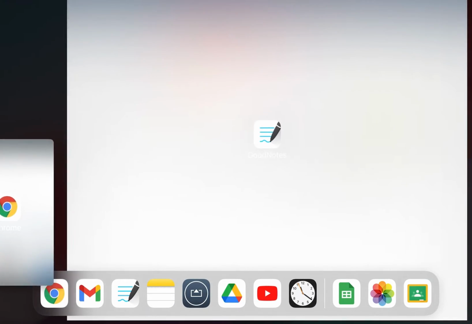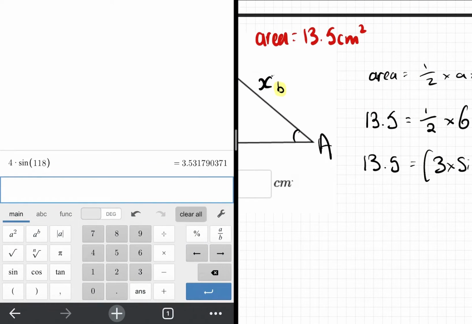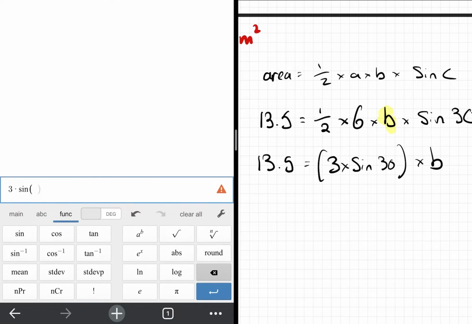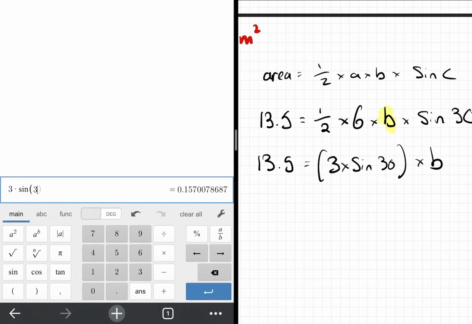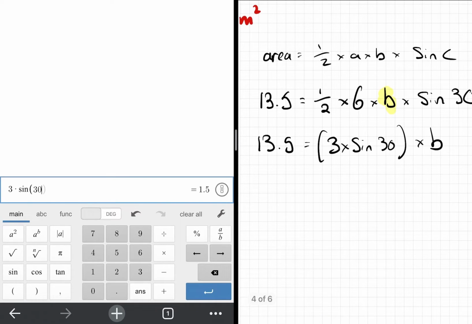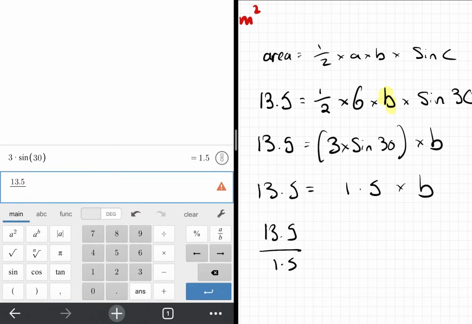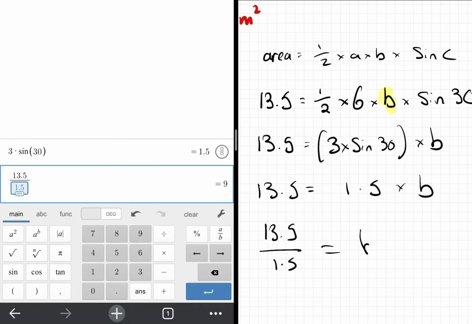You've guessed it. Get the calculator out. Well, 3 times sine 30 equals 1.5, a nice number. 13.5 equals 1.5 times B. So what we're going to do, 13.5 over 1.5. And if I keep it on my calculator, I can just do divided by my last answer. There we are. B equals 9 centimeters.